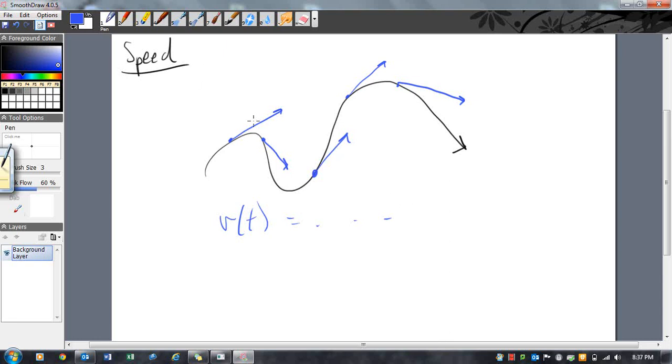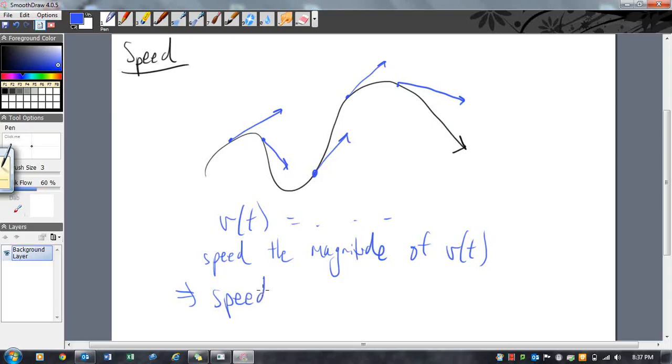So how do you find the speed? If you remember what speed is, it's simply the magnitude of velocity. We don't care about direction, we just want to know how fast this thing is going. Speed is the magnitude of v(t). In other words, if you're trying to find speed, all you need to do is find the magnitude of the vector v(t), and that's what we're doing.